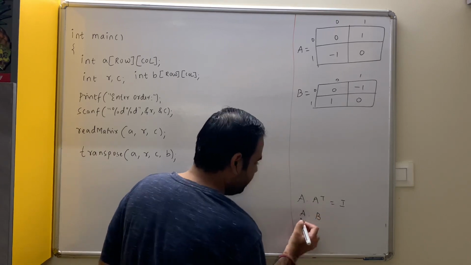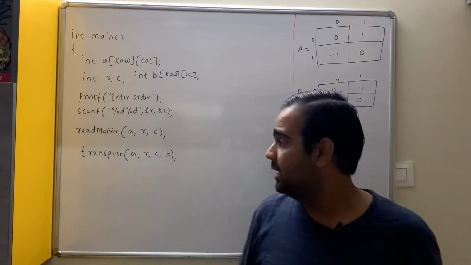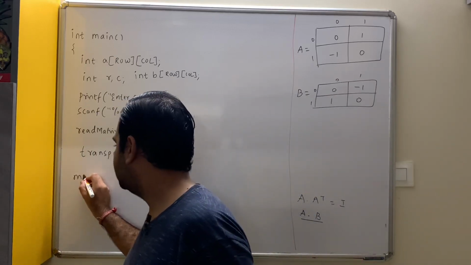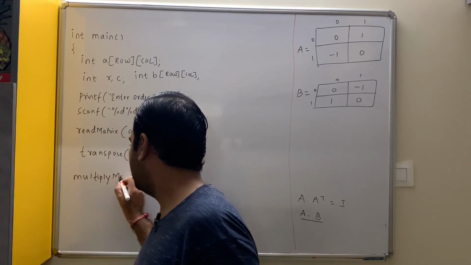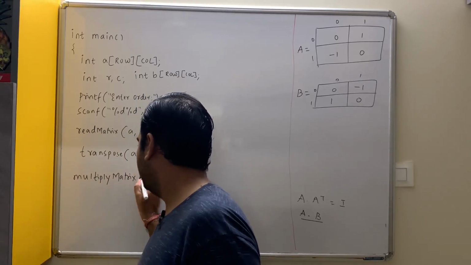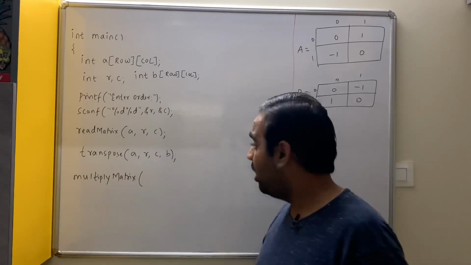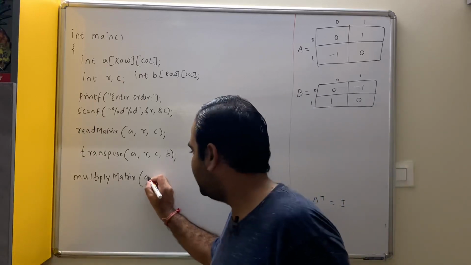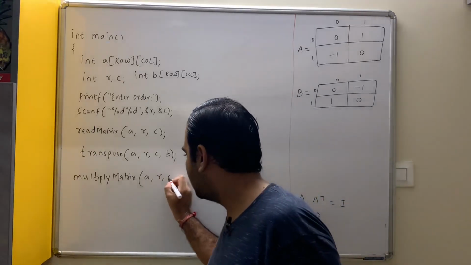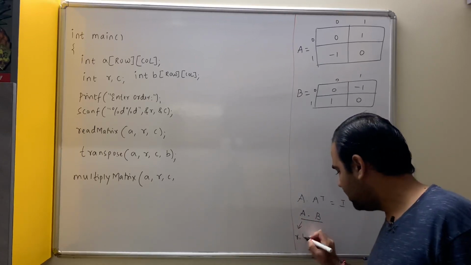A is already given. Now what do I need to do? I need to multiply A and B. Now we have already written one function called multiply matrix. Again the link will be given in the description section. Of what two matrices do I want to multiply? Matrix A. What is the order of matrix A? R cross C. Is that okay? The order of matrix A is R cross C.